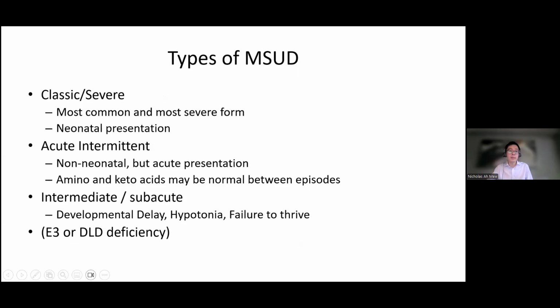Even with MSUD, again, depending on the mutation type, you will have potentially varying phenotypes. The classic or severe is the most common form and will result in a neonatal presentation. But there are those who have acute intermittent forms, in other words, they don't present neonatally, but will have some type of acute presentation. And within this group, amino and keto acids might actually be normal between episodes, so you're only going to diagnose them during that acute decompensation. And there are some that have this intermediate or subacute form that will have developmental delay, hypertonia, and failure to thrive, but not really any type of acute decompensation.